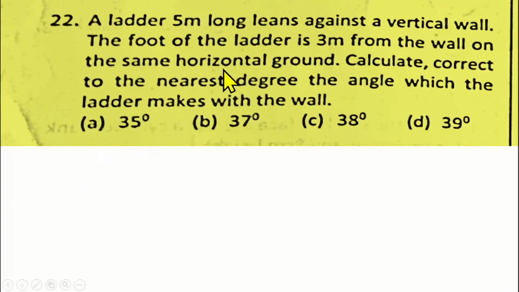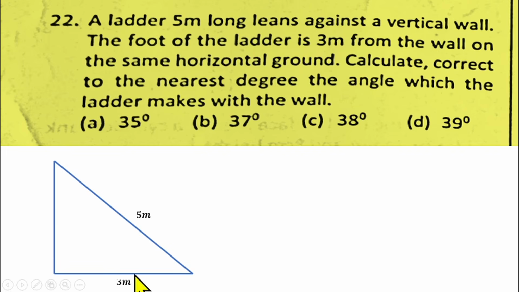Question number 22 is from the application of trigonometric ratio. A ladder 5 meters long leans against a vertical wall. The foot of the ladder is 3 meters from the wall on the same horizontal ground. Calculate, correct to the nearest degree, the angle which the ladder makes with the wall. So that means there is a wall, and there is a ladder that leans against the wall, which is this, and the ladder is 5 meters long, and we are told that the foot of the ladder, which is here, is 3 meters from the wall. So from here to here it will be 3 meters.